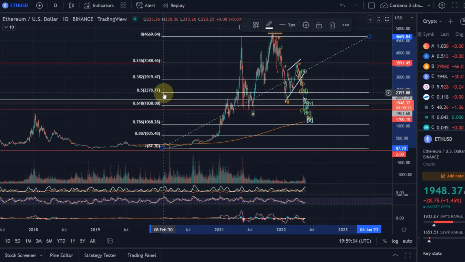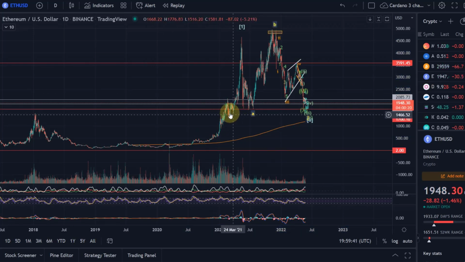Now I can't see that. Honestly, I can't see it at the moment. But something around $1,500 based on these previous support levels would certainly be realistic. Okay, so that's my view about Ethereum at the moment and the Elliott Wave count, higher level and short term.